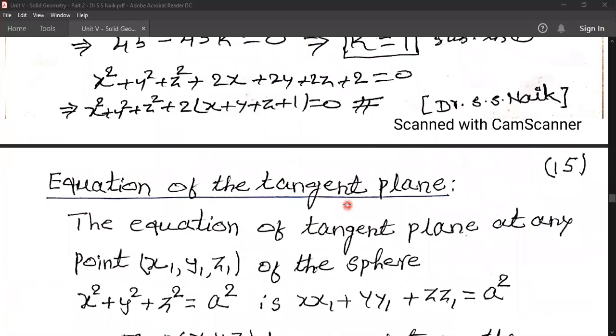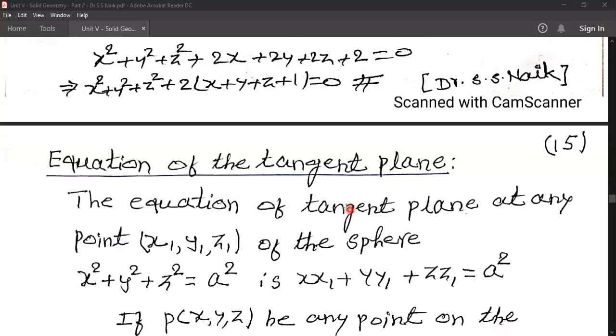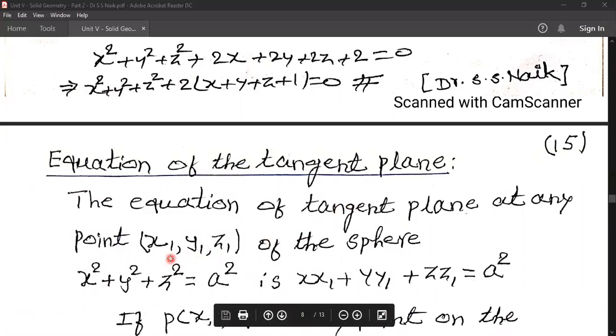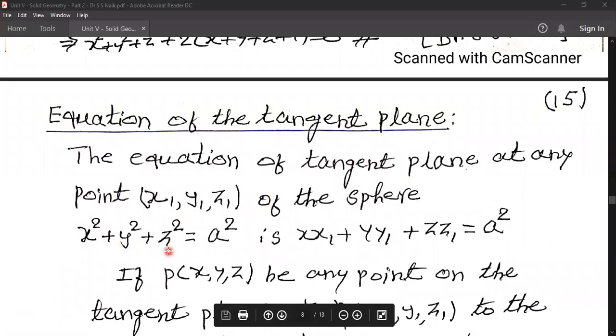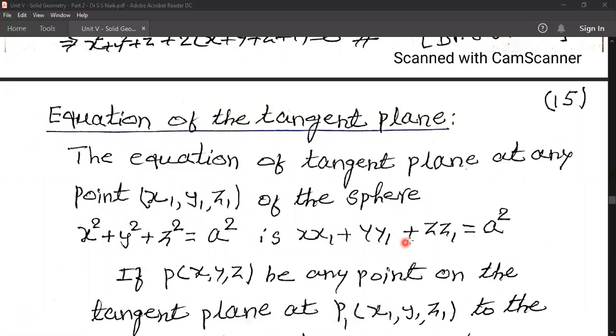Okay. Then we'll go to the next part of this sphere, and that part is what we call the equation of the tangent plane. The equation of a tangent plane at any point x1, y1, z1 of the sphere x square plus y square plus z square is equal to a square is x x1 plus y y1 plus z z1 is equal to a square. Now this is a standard equation of a sphere. It is not a general equation of a sphere.